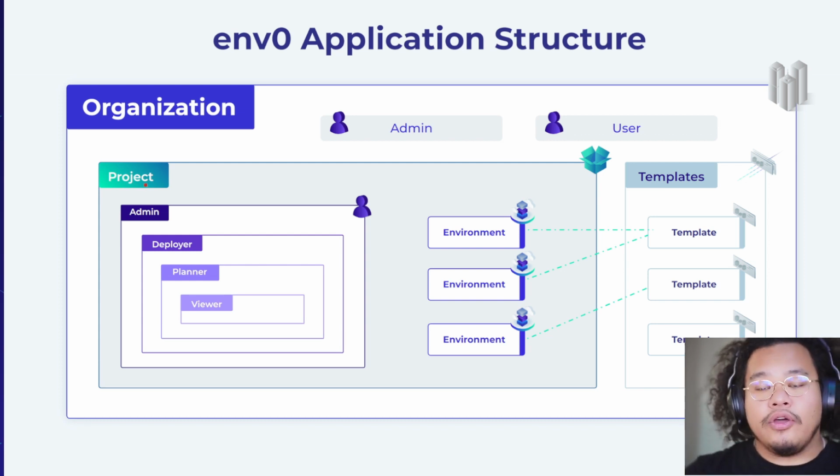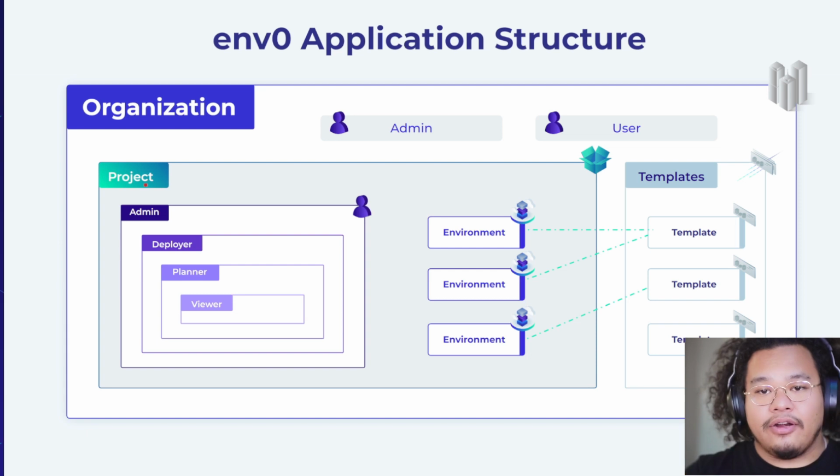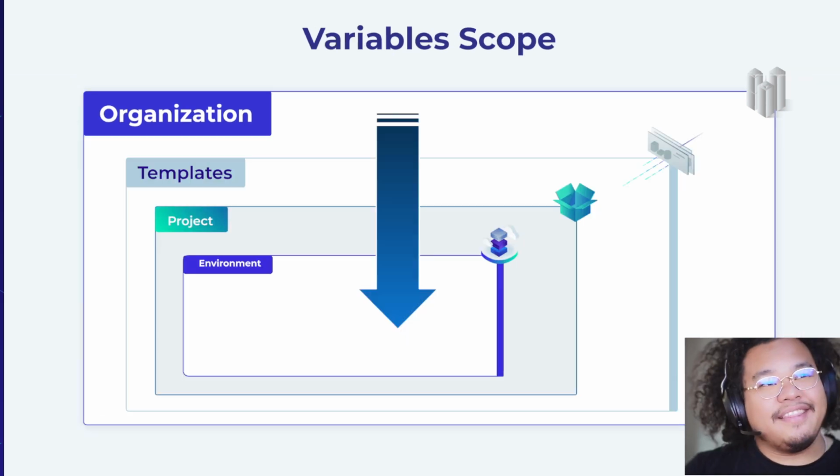For example, you might have a core payments team project with subprojects for each of the dev, test, staging, and production environments. An environment in env0 is not a dev, test, staging, or prod environment. An environment in env0 is a deployment of your templates. This is what enables us to reuse variables.